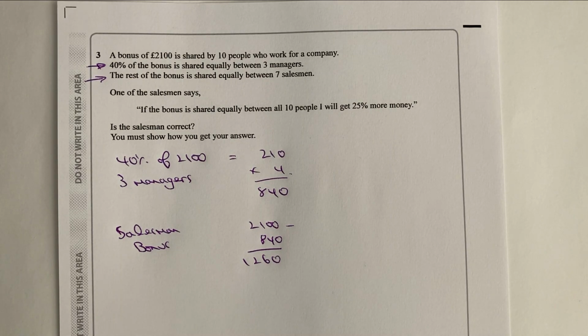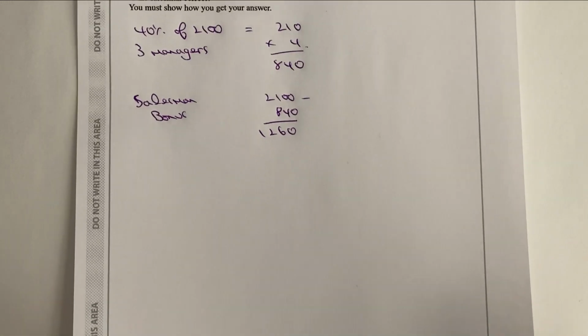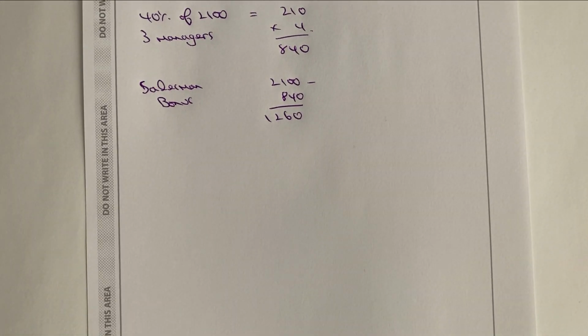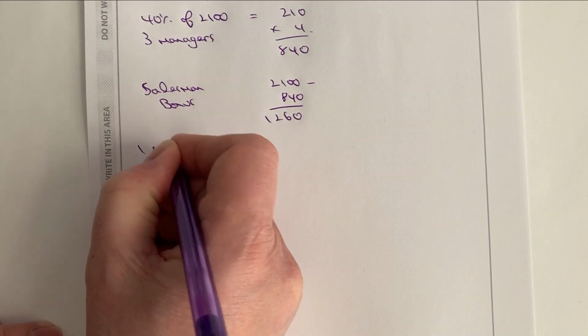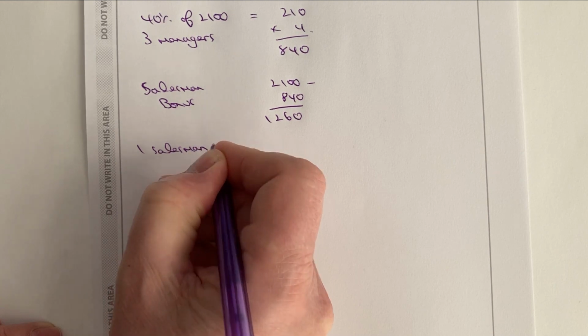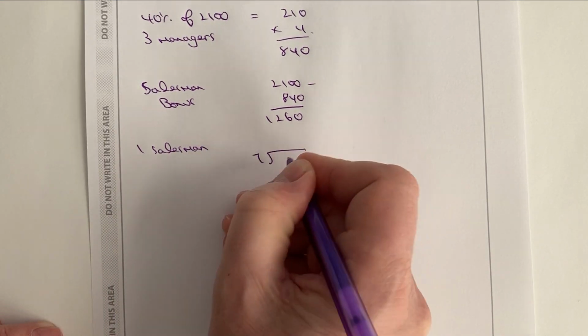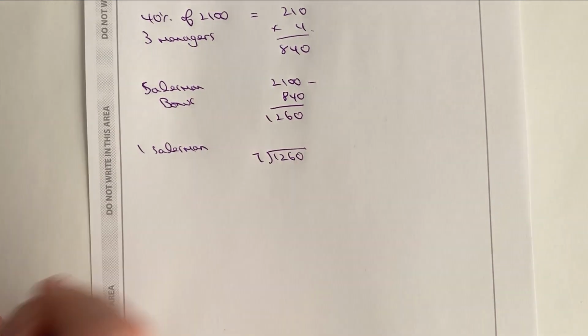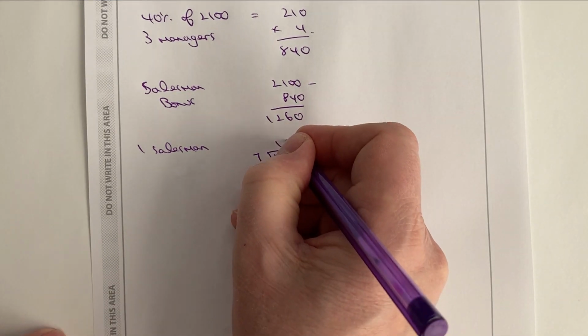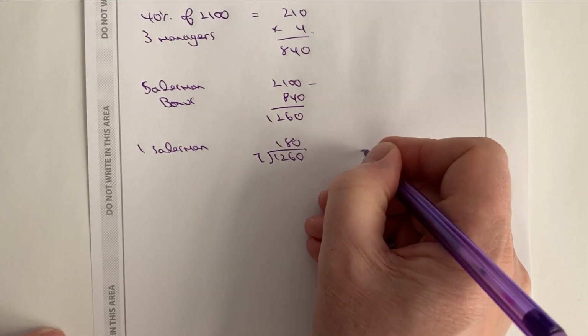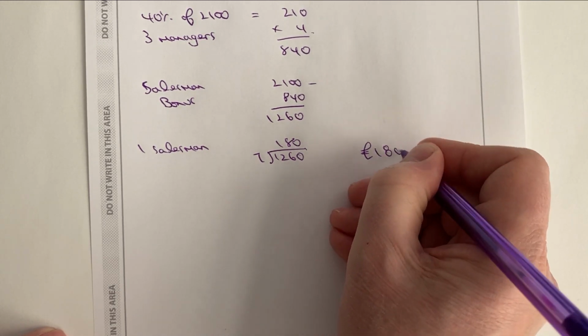And obviously, I'm very aware your calculations might be slightly different to mine, but hopefully we still come up with the same answer. Okay, so then it says, one of the salesmen says, if the bonus is shared equally between all 10 people, I will get 25% more money. Well, let's see how much money he gets already. So if he's sharing equally of £1,260, one salesman is going to get a seventh of 1,260, which is going to give him £180. So it's £180 for one salesman.